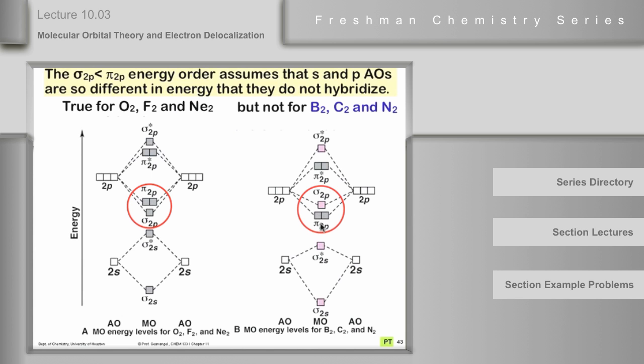Does it make a difference? Unfortunately, it does. You cannot ignore it. So what I would suggest is you memorize it. I don't ask you to memorize any more than I have to, but I think this is a place where if you want to get the results right, you need to remember which way the orbital energy order comes out here. Okay.